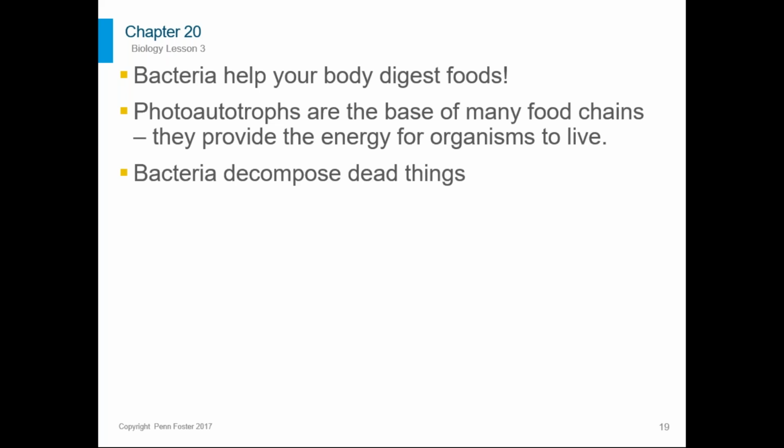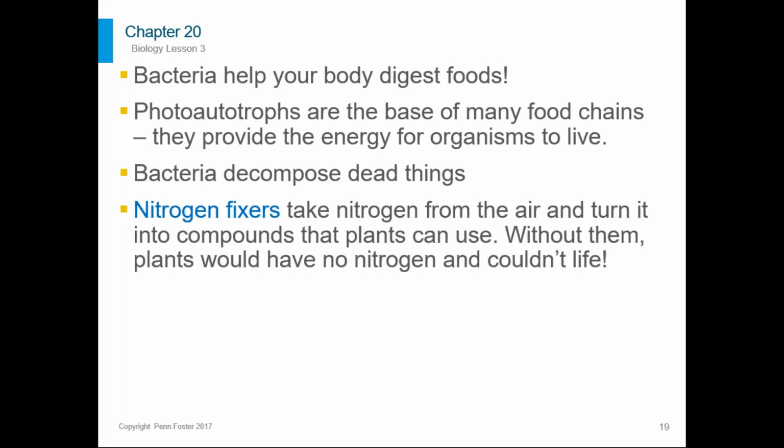Bacteria decompose dead things, which is really important. It gets rid of carcasses and wastes and returns the nutrients back to the soil so that other organisms can use it. If we didn't have bacteria doing that, we'd quickly run out of nutrients for living things and get a big pile up of dead things. So it's really helpful to have the bacteria around to do that.